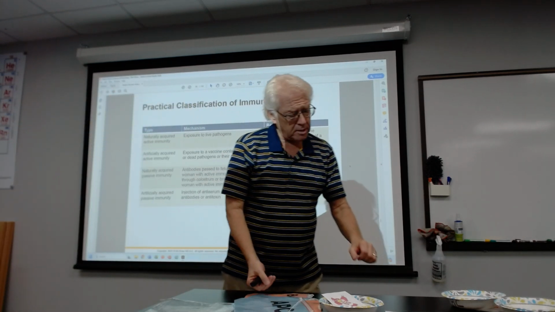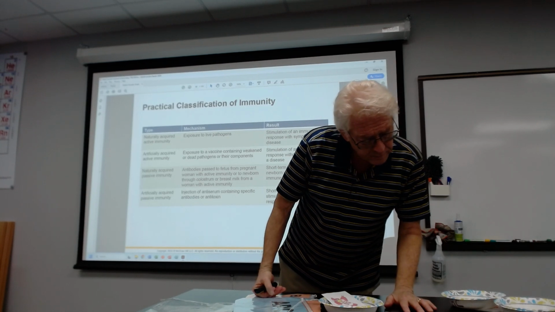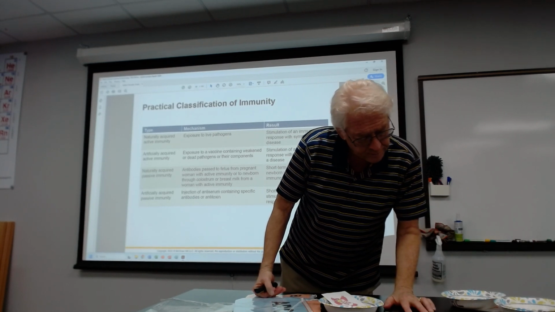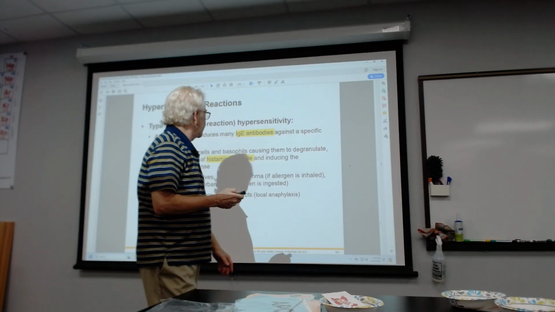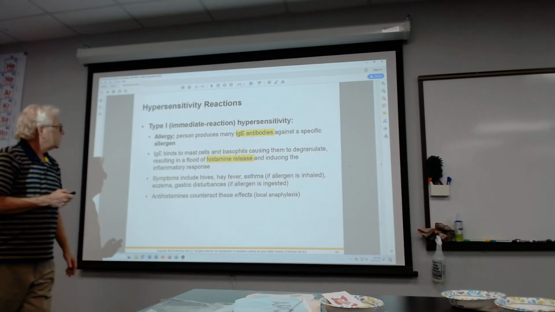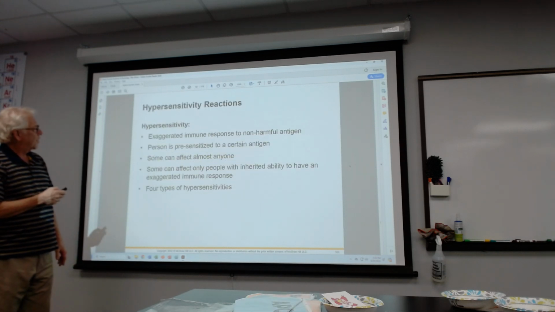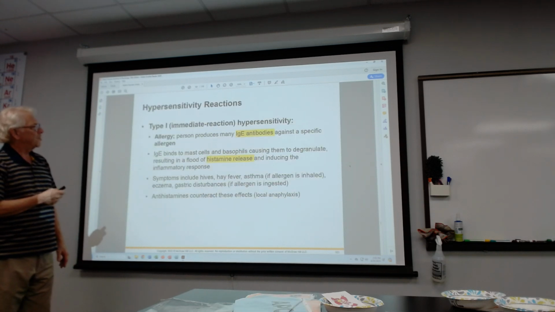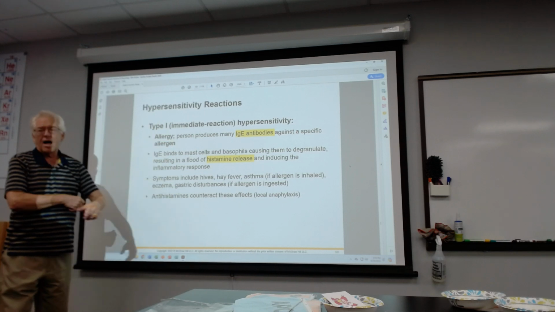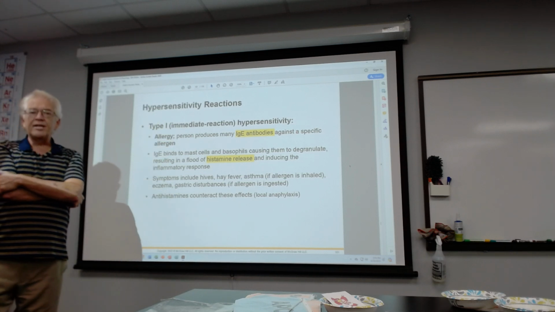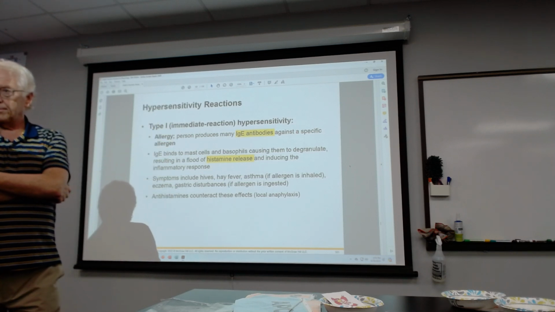What's the next thing? Oh, type 1, type 2? Type 2. Yeah, okay, that's easy. Let's go. Type 1. Well, there's 2 kinds of type 1. It's basically hypersensitivity. Immediate hypersensitivity and a release of histamines. Got it?